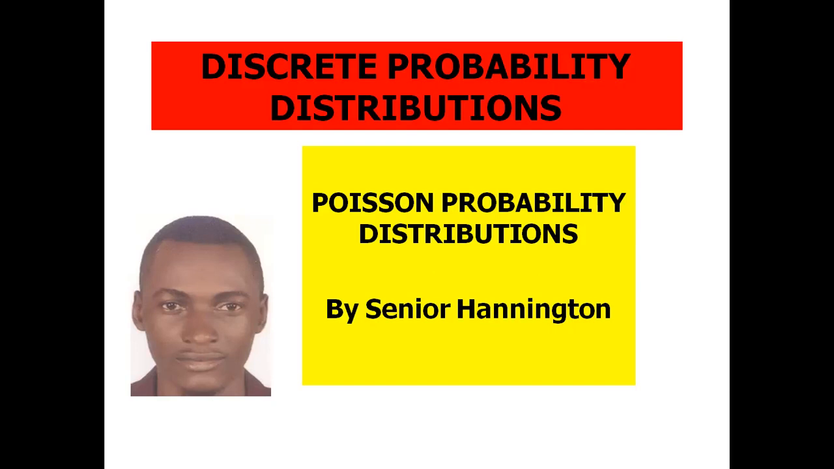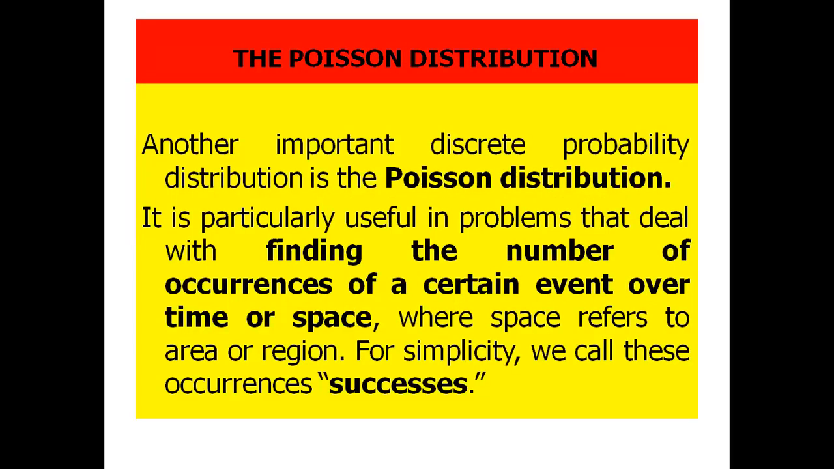Now, in our previous video, we looked at binomial distributions, and we said that in a binomial experiment, there are only two possible outcomes, conventionally labeled as success and failure. And we also said that the probabilities of success and failure remain the same from trial to trial. In today's video, we are looking at another important discrete probability distribution, which is known as the Poisson distribution.